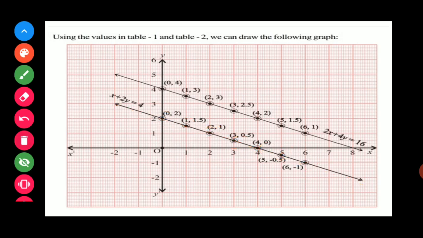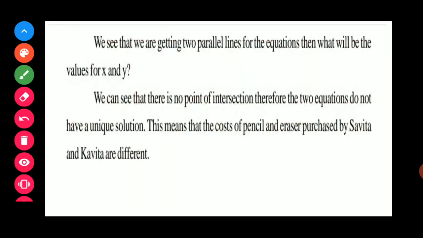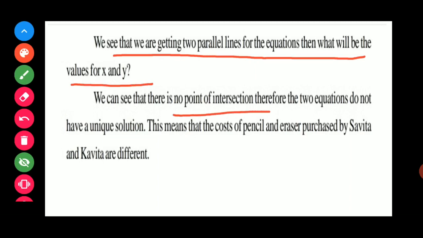Both lines are parallel. In this graph you have seen this line and this line, both lines are parallel, so they never intersect each other. That means we are getting two parallel lines for the equations. Then what will be the value of x and y? There is no point of intersection. Therefore, the two equations do not have a unique solution.